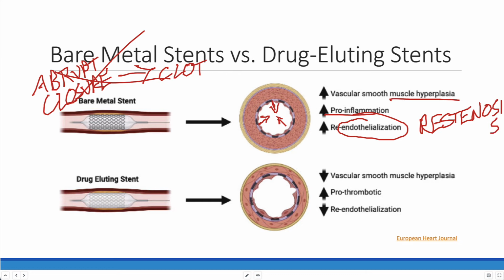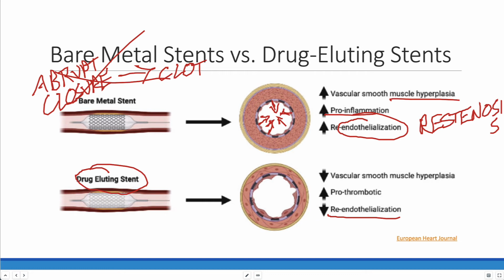So that restenosis happens because that endothelial hyperplasia and the muscular hyperplasia makes the vessel grow inward, and it closes the vessel off. So we came up with the drug-eluting stent. And I say we, but I didn't really have anything to do with it. But the drug-eluting stent decreased the reendothelialization. So it still happens, but because we're giving an anti-immune drug, it slows down that process a lot.